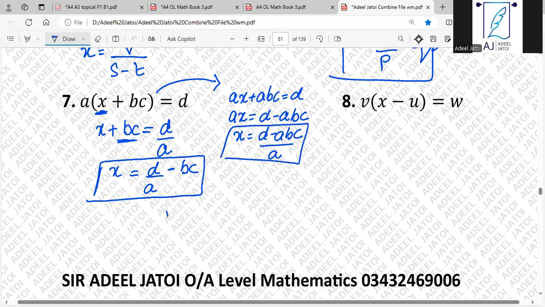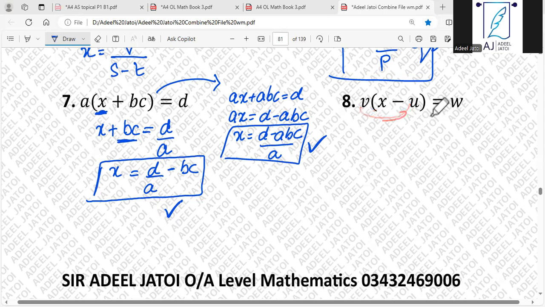This is just in separate fractions and this is in single fraction. Part 8. If you see that you have X inside the bracket, now V is being multiplied here. This V will go on the other side and get divided. And then obviously X minus U will be opened up. Minus U will go on the other side and gets positive. Or you can multiply V with X and V and then solve it as well.